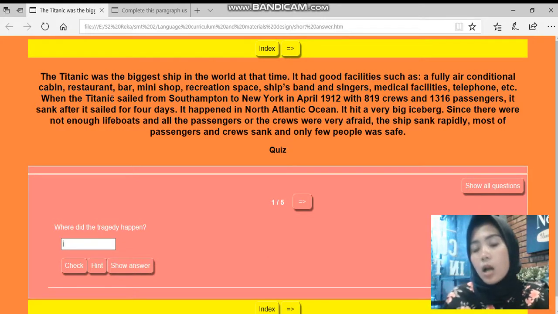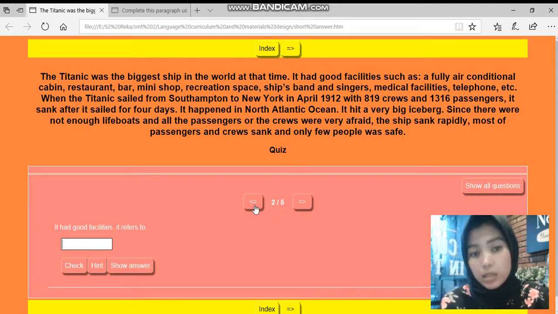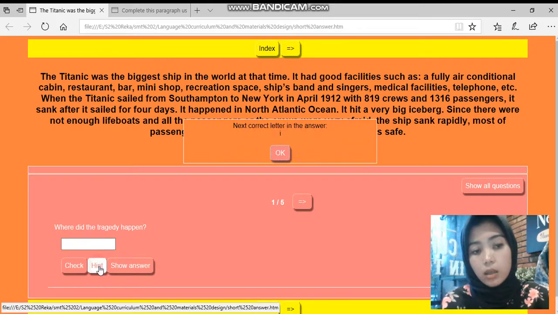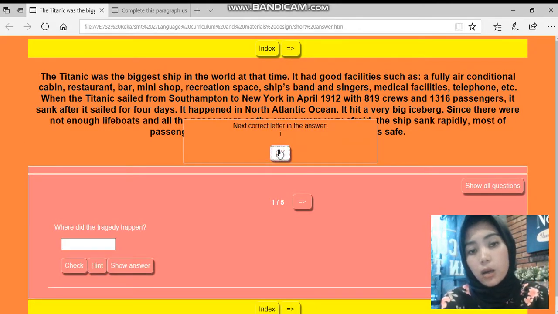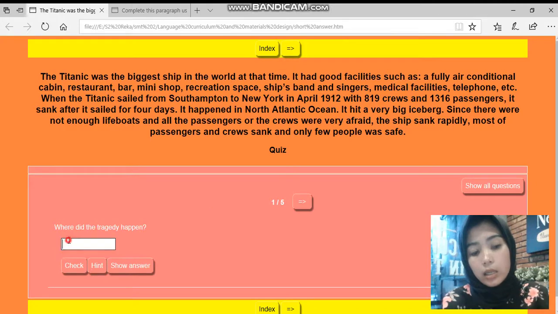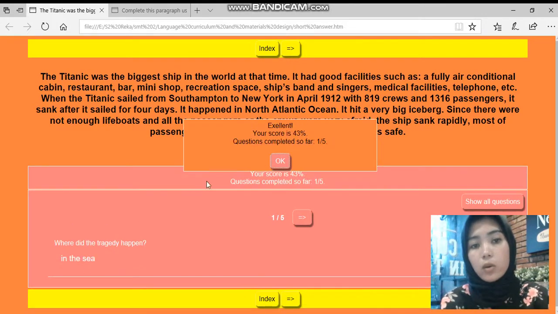First, the teacher will ask the student to read the text carefully and then answer the question like this. If the students can answer the question, the student can check or hint the answer. Check, we check. So langsung ada skor di sini.